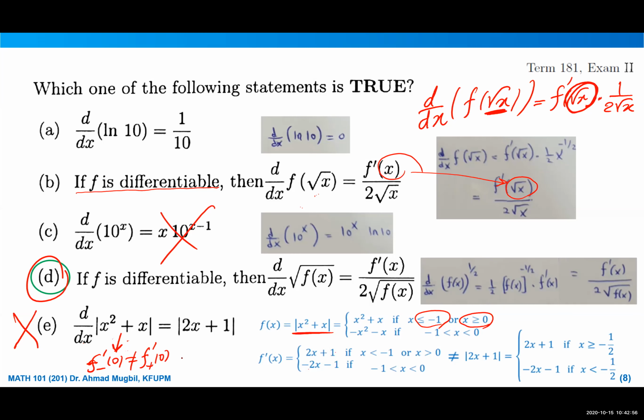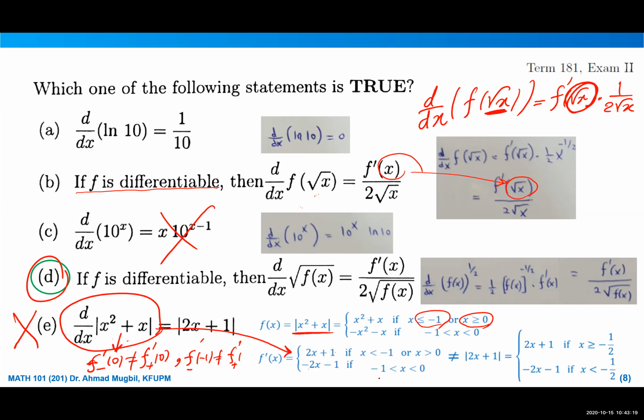We have a corner for -1 also; it is not the same. The derivative from the left is not the same as the derivative from the right. Now, this is the derivative. It is 2x plus 1 and the negative 2x minus 1. This is when x is greater than 0 or less than -1. This is when x is between -1 and 0.